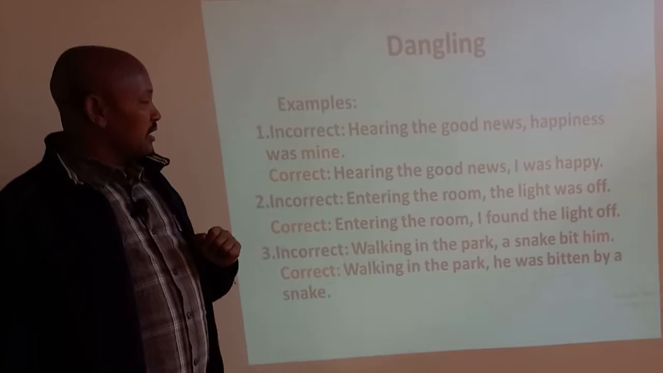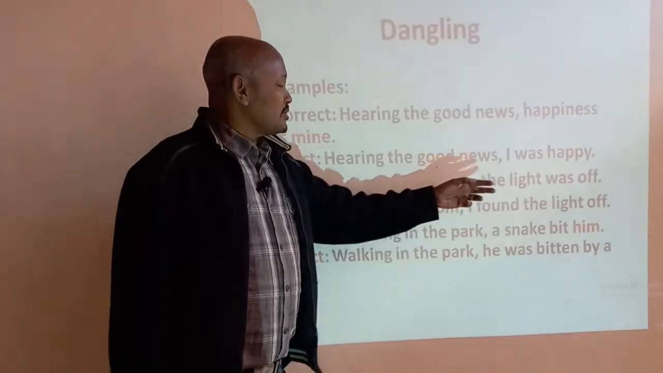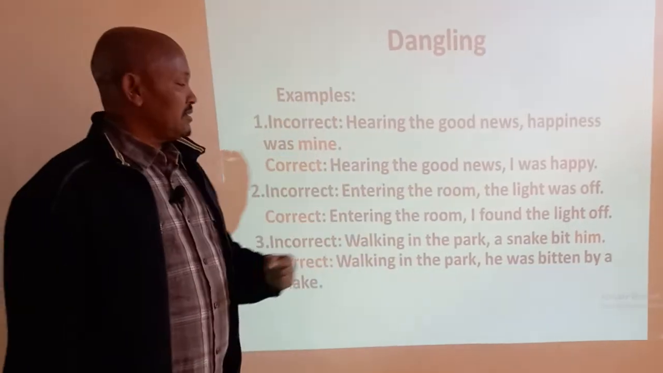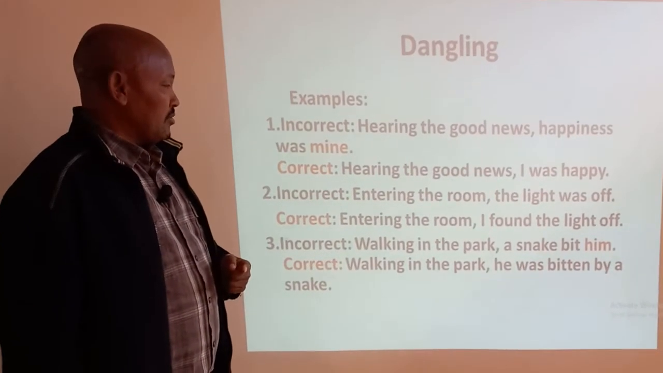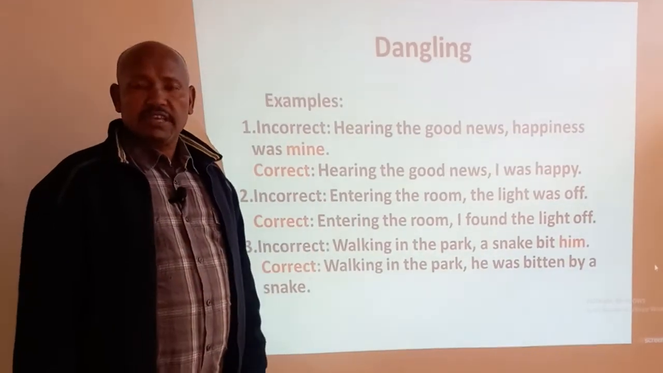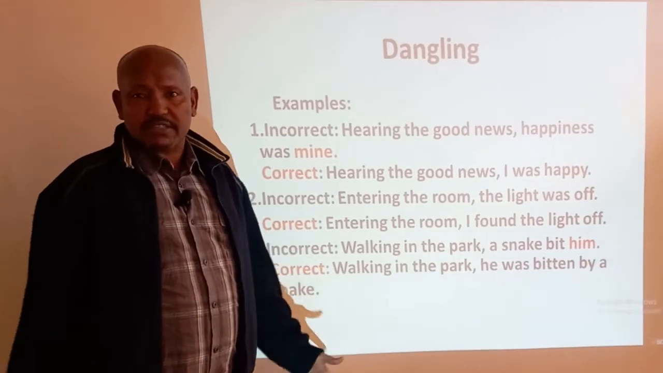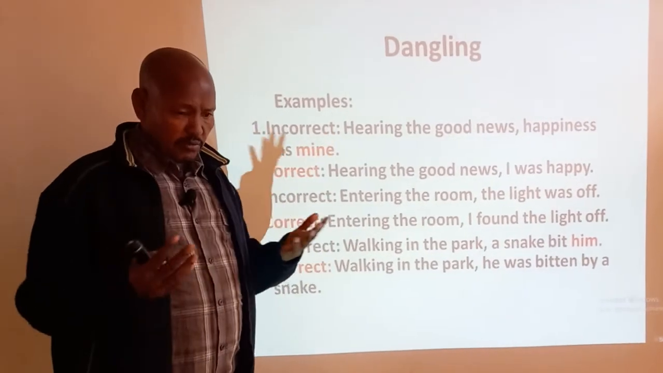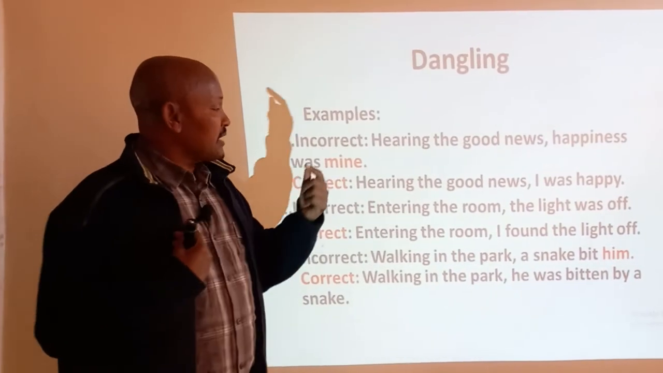Here, entering the room, the light was off. I'm talking about entering the room, which is, I'm talking about the light. Yes, entering the room, the light was off. And who is entering the room? The person. Yes, nothing else. That is not a kind of animal. It's not an object that is entering the room. Who is entering the room? I myself, the speaker. So the dangling is I myself.